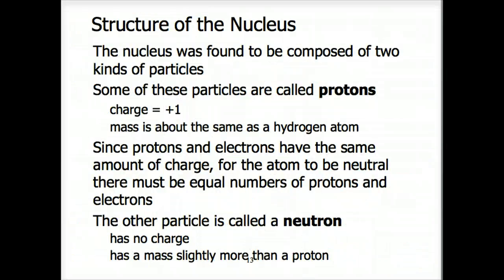So here's what we now know about the nucleus. The nucleus was found to be composed of 2 kinds of particles. One of them is called a proton, and it's positively charged, and its mass is about the same as a hydrogen atom. Since protons have a positive 1 charge and electrons have a -1 charge, every time you have a proton, you'll have an electron as long as it's a neutral atom. There are additional particles inside the nucleus called neutrons. They have no charge, but they do have mass.